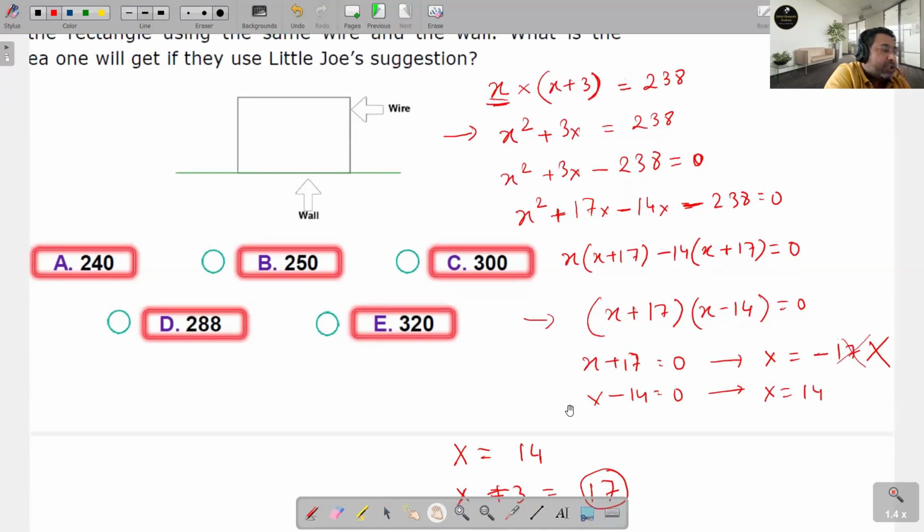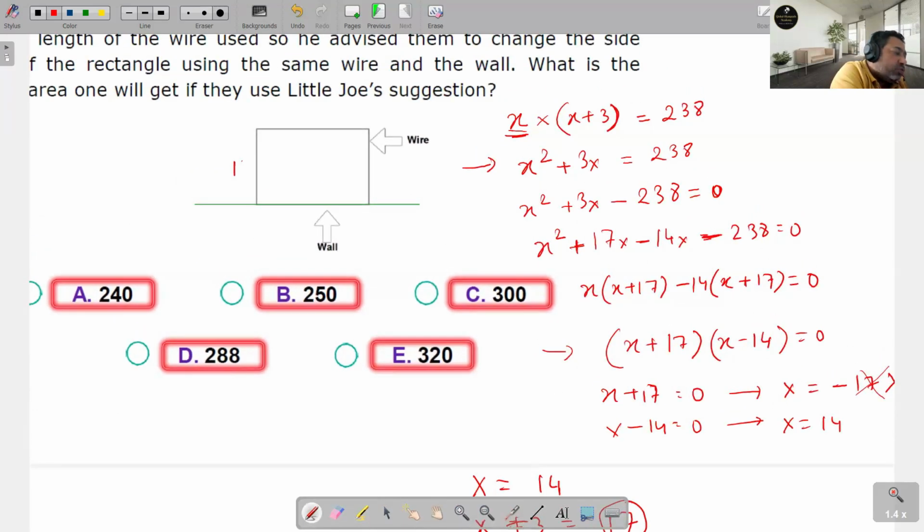Adjacent sides are 14 and 17. So if we take these two as 14 and 17, then we get a shorter wire. 14 plus 14 is 28 plus 17, 45. Correct. But if we use the 17s here and the 17 here and the 14 here, then also my area is going to be same.